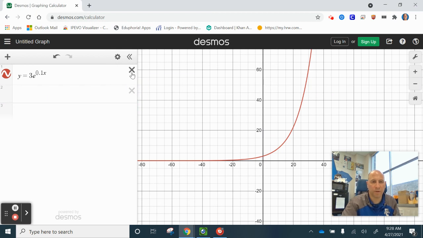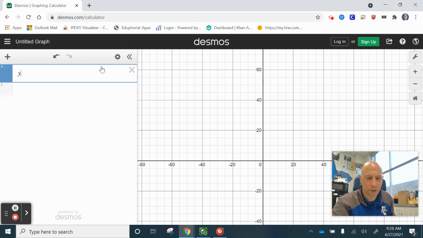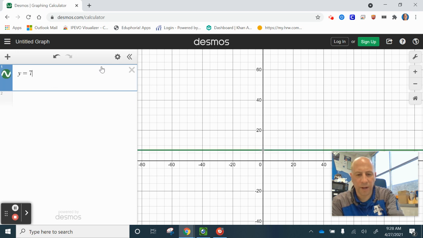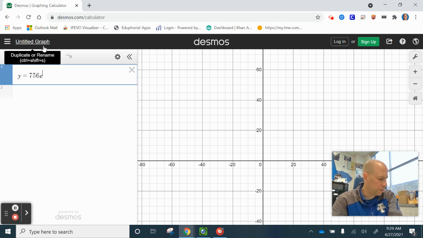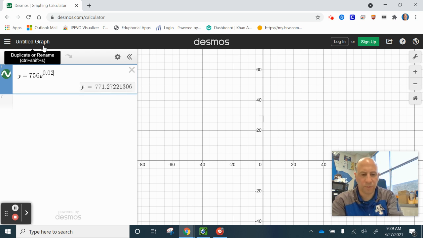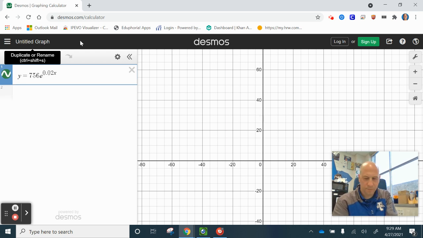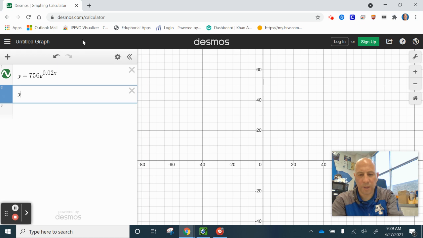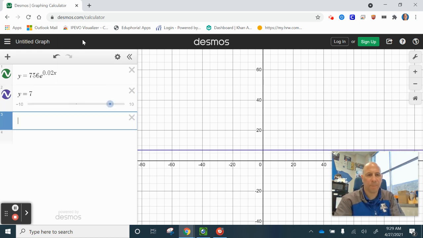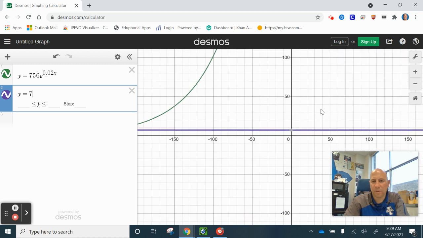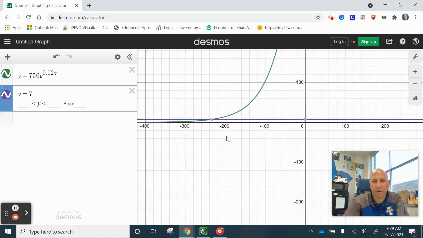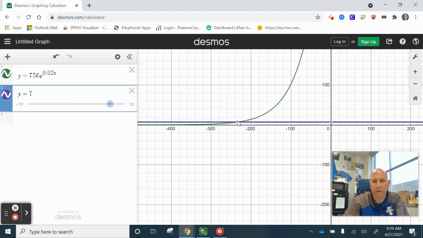Okay, I'm going to exit out of these. All right, y equals 756e to the 0.02x. Enter, and then y equals 7. All right, and then I'm going to zoom out until you have that point right there, and there's your point of intersection.